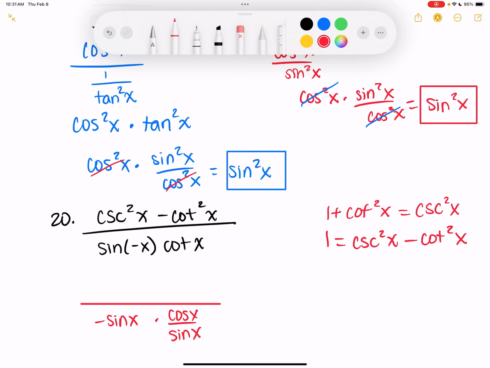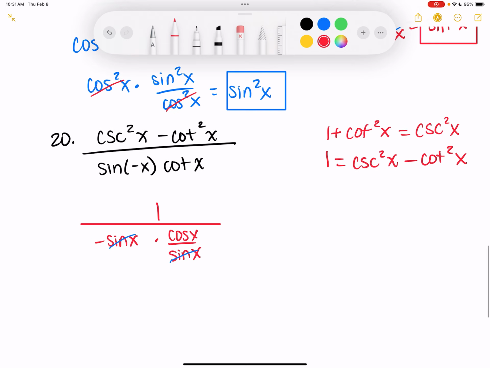So what is the top? 1. So I just manipulated an identity so that I could use it. So then you just cancel. So then sines cancel. So that gives me 1 over negative cosine of x, which would be what? Yep, negative secant.